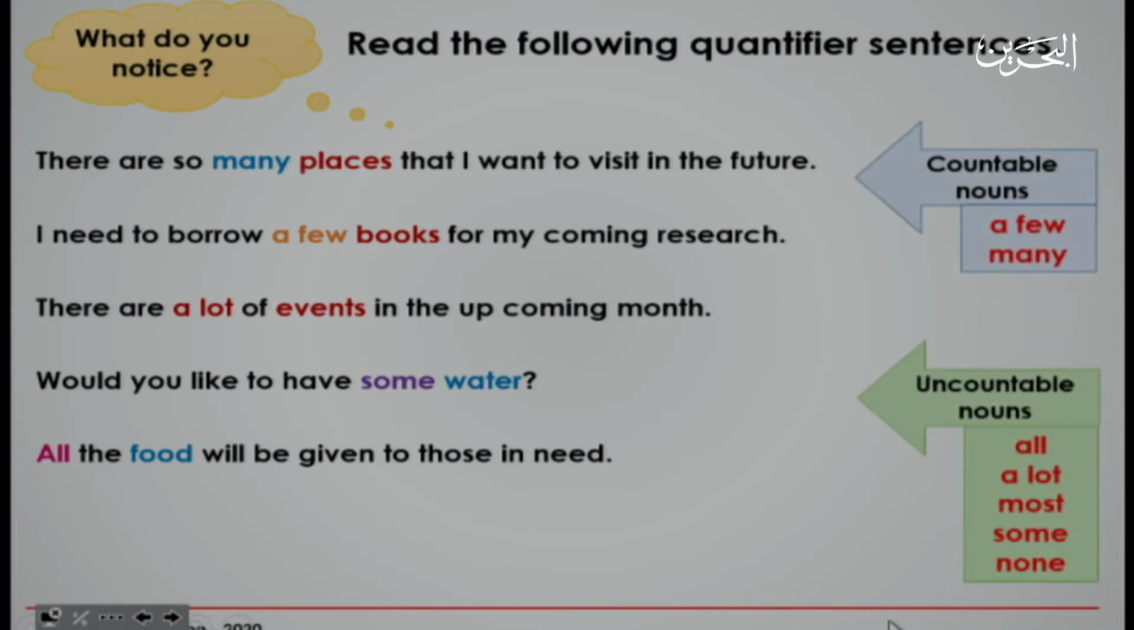We notice that the first two are used with countable nouns, a few and many. The other 3 are used with uncountable nouns. For example, a lot, some, and all. We also have most and none.